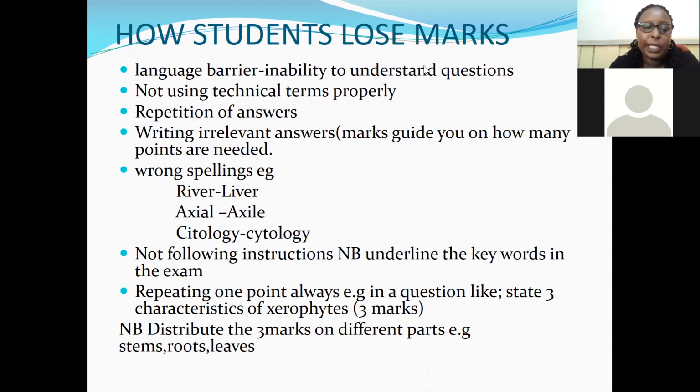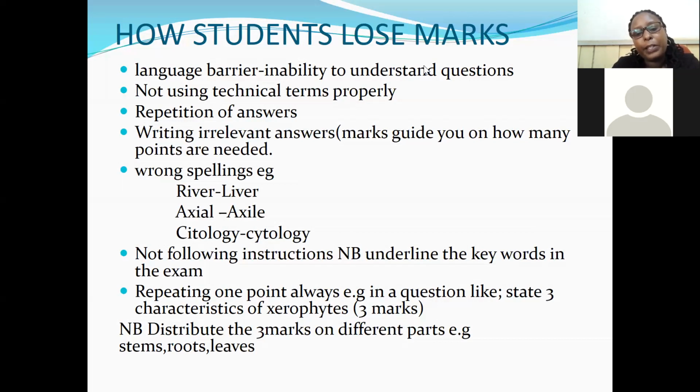Another way in which the students are going to lose marks is repeating one point always for the same answer, for the same question. A good example is a question which would require the student to state 3 characteristics of the xerophytes. It is a question which has 3 marks.